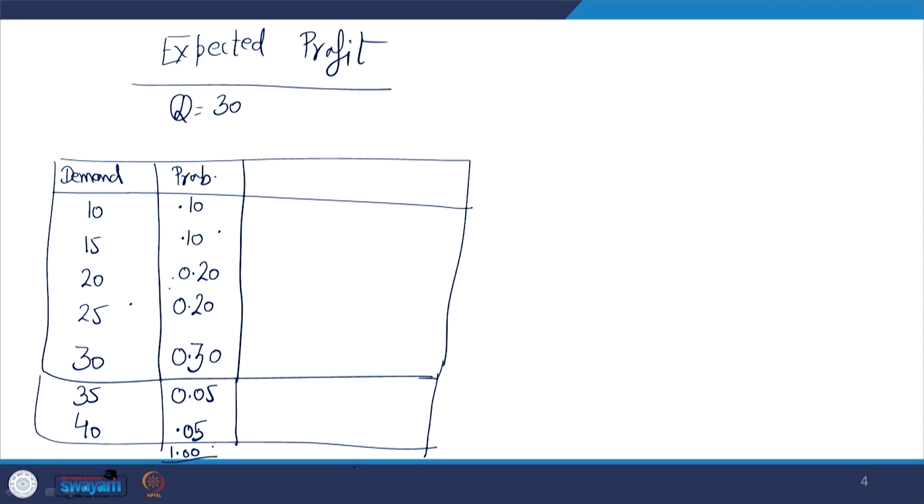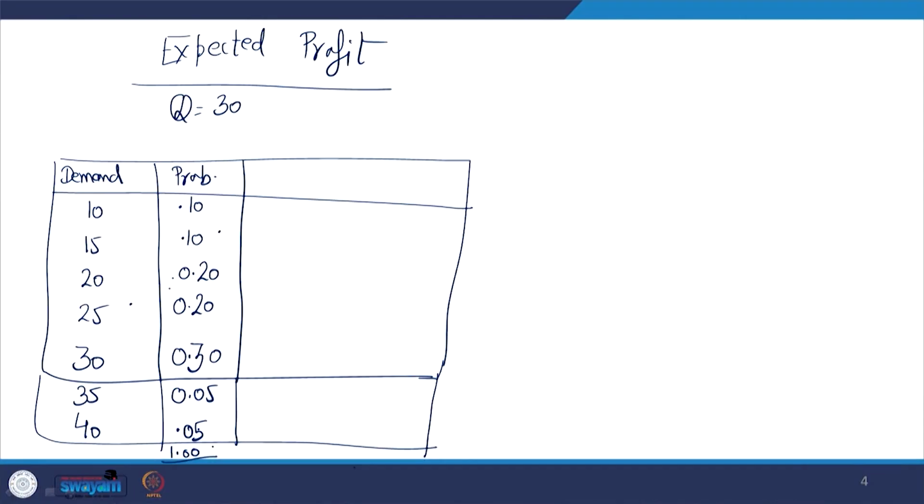Now, these are the probabilities I have assigned based on my past experience, that on a particular day the demand can be either 10, so the probability is 10%, demand can be 15, probability again 10%, and so on. Demand can be 40 also on a particular day, but the probability is very small, only 5%. The highest probability is of 30 newspapers, that is 30%, and based on this I am deciding to keep 30 newspapers on any particular day.